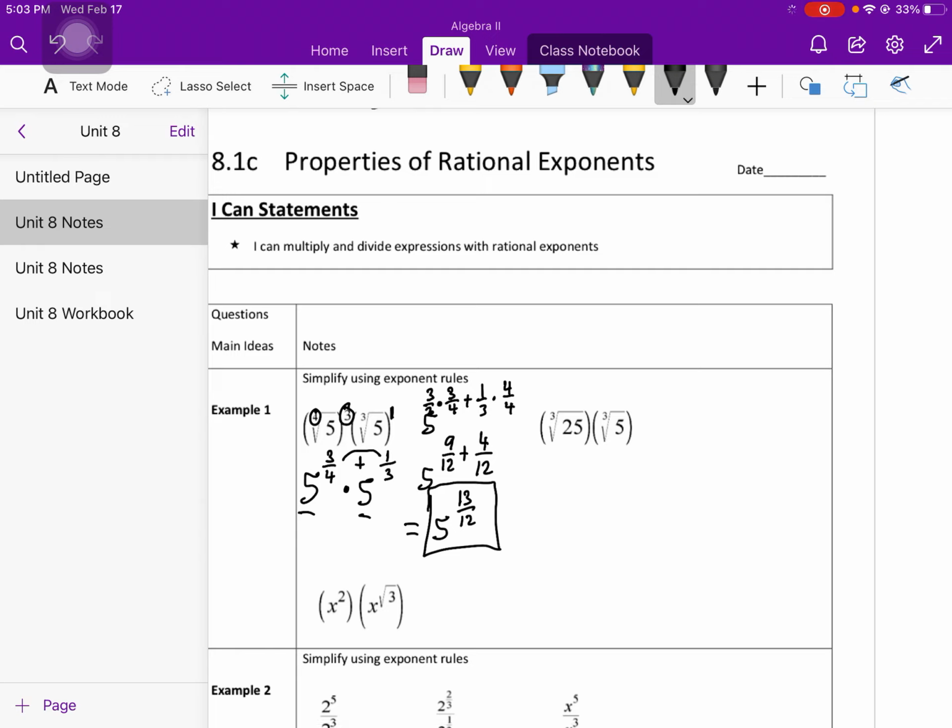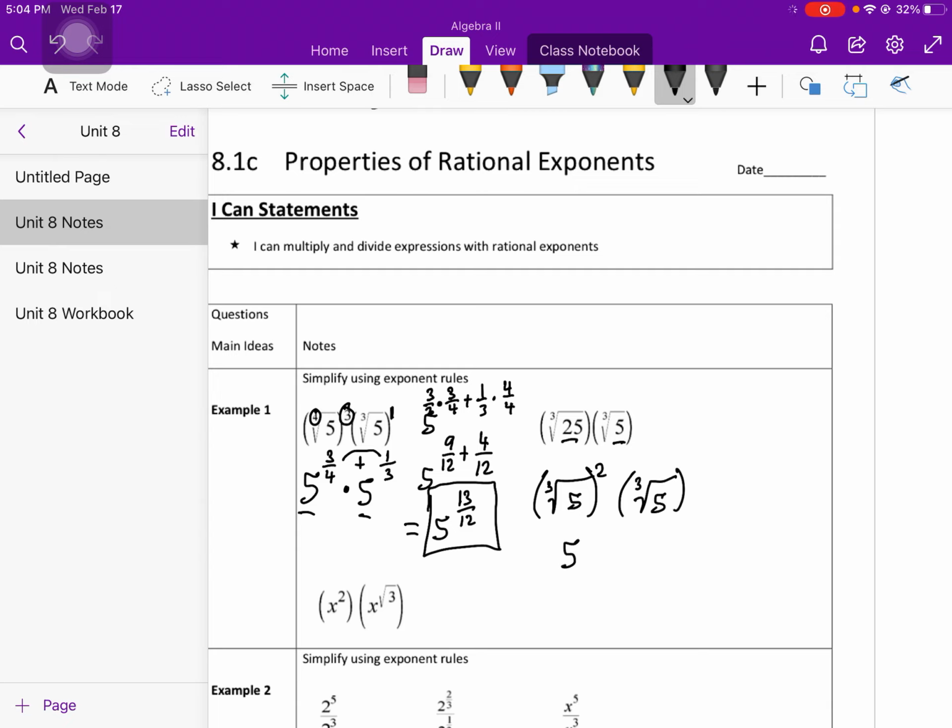The next one, now here we have to be careful because we don't have the same radicand. So we need to change one of these. This one we can actually rewrite as the cubed root of 5, because you can rewrite 25 as 5 squared, because 5 squared is the same as 25. So then this one's going to stay exactly the same, and now we're just going to rewrite them.